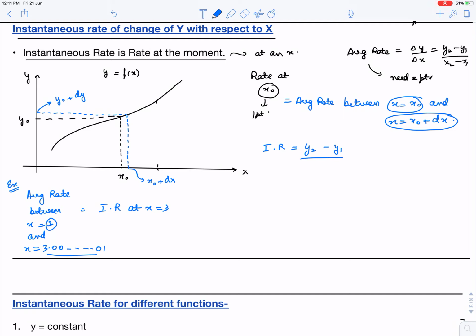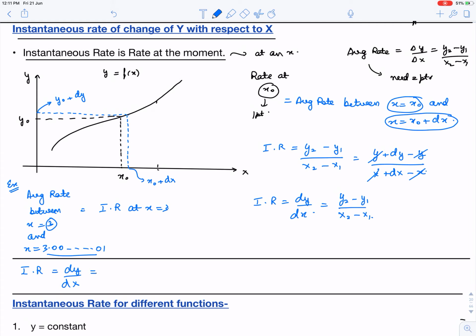which is actually equal to y2 minus y1 by x2 minus x1, or y plus dy minus y upon x plus dx minus x, which comes out to be the instantaneous rate being equal to dy by dx, which is nothing but a way of writing y2 minus y1 by x2 minus x1. So from now, the instantaneous rate would be given by dy by dx, which is nothing but y2 minus y1 by x2 minus x1, provided that the points are very close.